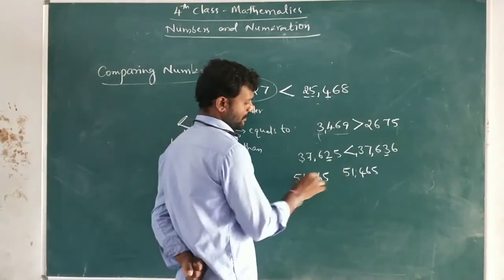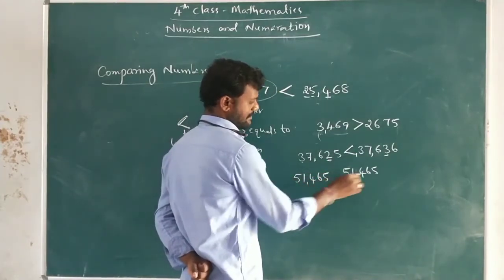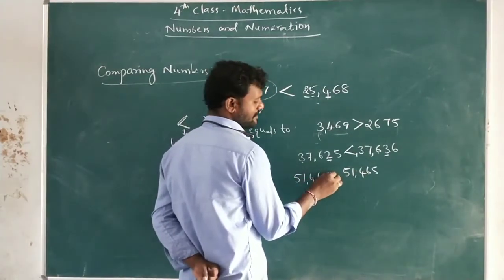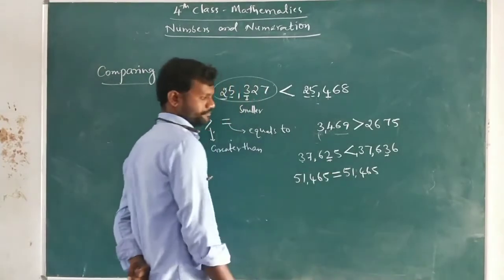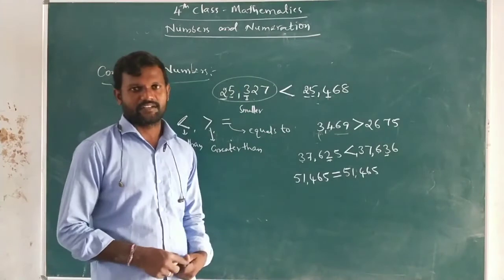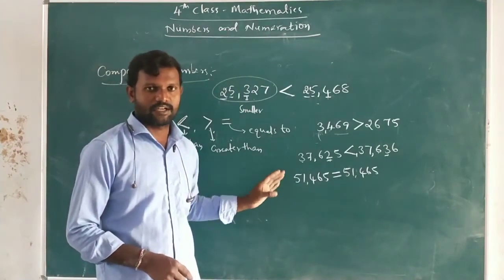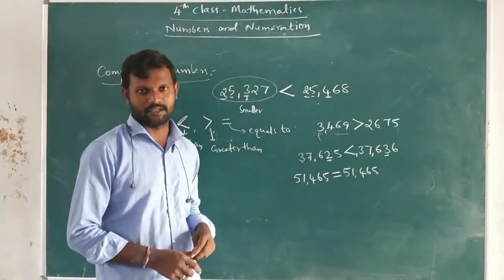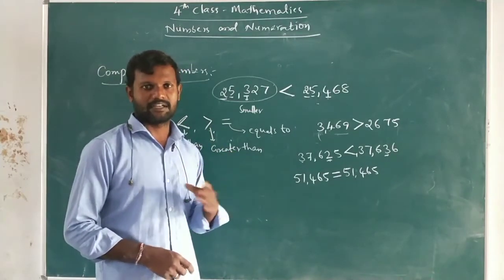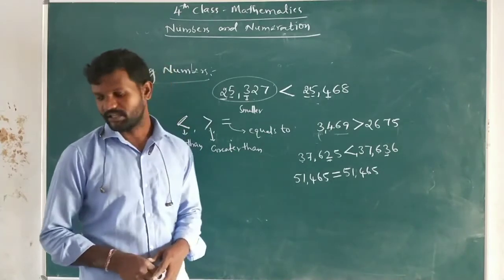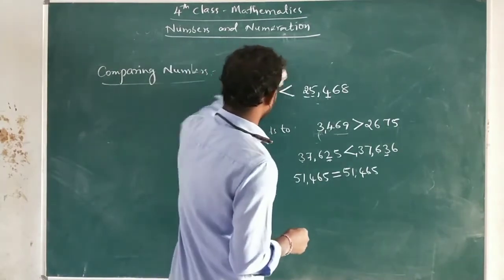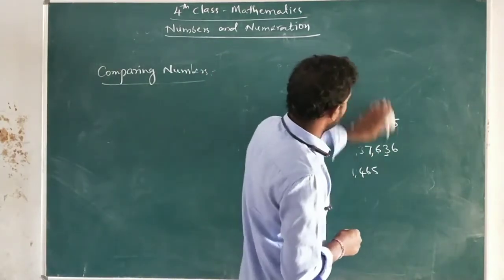5, 5, 1, 1, 4, 4, 6, 6, 5, 5. All are same. If the numbers are like this, if all are same, then we should write the equal symbol between them. So you have to identify which one to write: less than, greater than or equal symbol. To write them, first you have to identify the greater number or smaller number in the given numbers. Okay, right? Now let us start exercise 1.2 and discuss a few bits in the exercise.